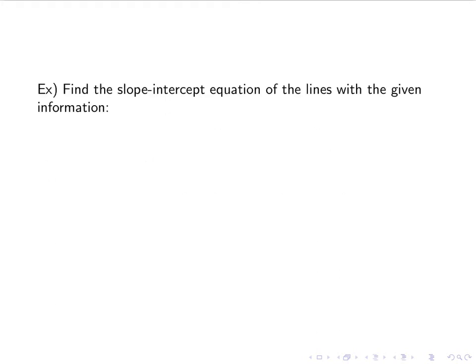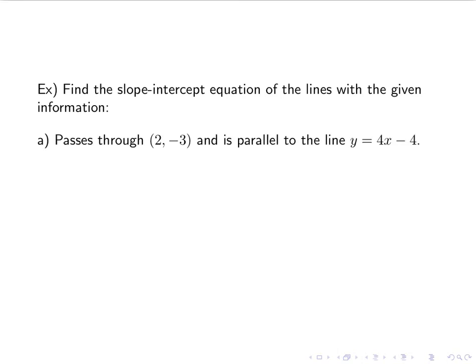So let's do some other types of questions. Find the slope-intercept equation of the lines with the given information. The first one is a line that passes through (2, -3) and is parallel to the line y equals 4x minus 4.